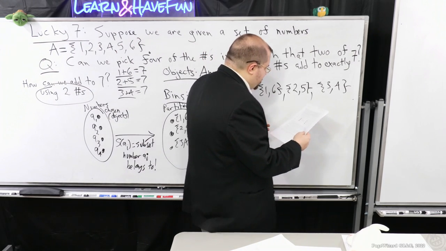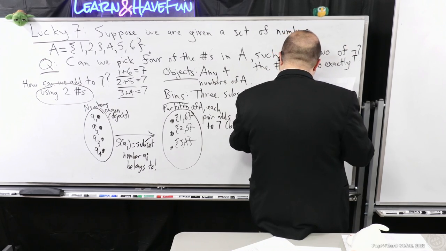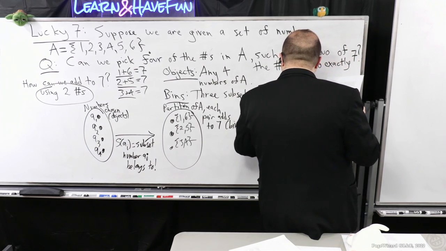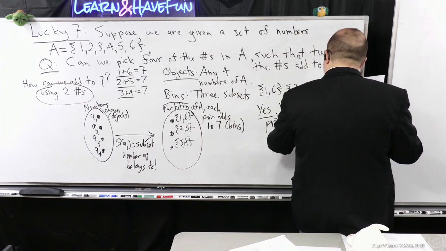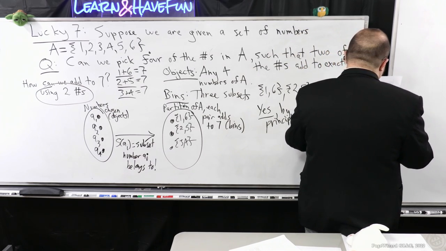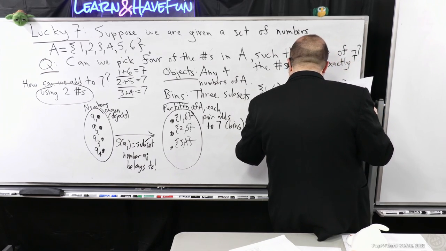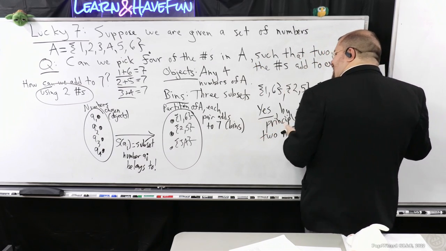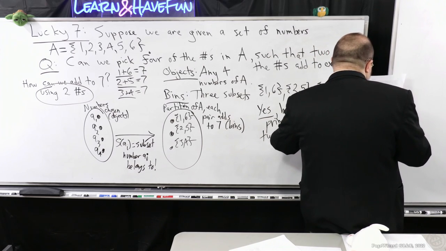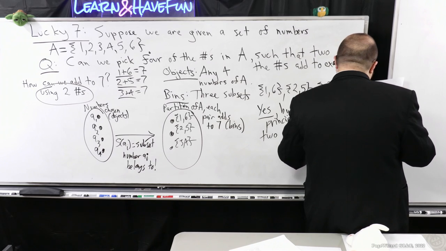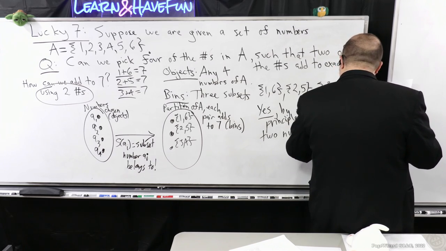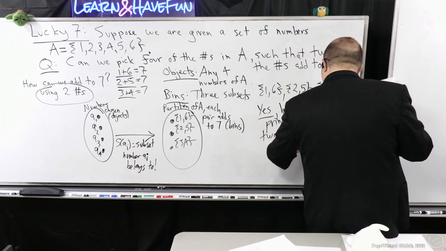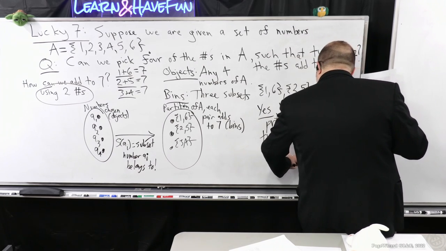So let's put this all together now. By the pigeonhole principle, at least two numbers. In fact, if they're all distinct, but anyways, let's keep going here. At least two numbers from the 4 occur in one of the 3 subsets.